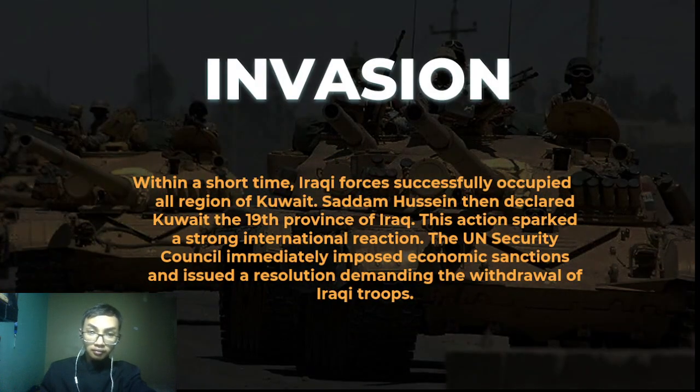In the invasion, within a short time, Iraqi forces successfully occupied the entire region of Kuwait. Saddam Hussein then declared Kuwait the 19th province of Iraq. This action sparked a strong international reaction. The UN Security Council immediately imposed economic sanctions and issued a resolution demanding the withdrawal of Iraqi troops.